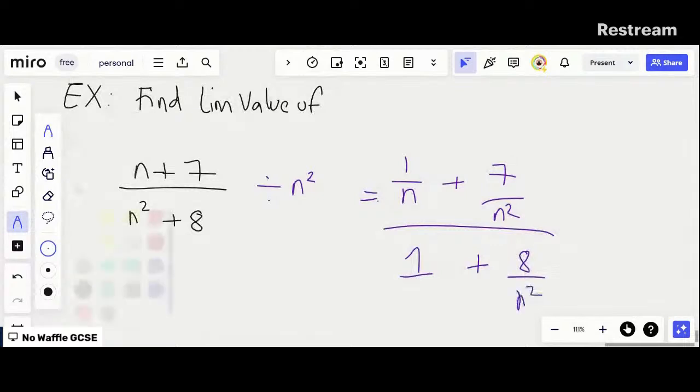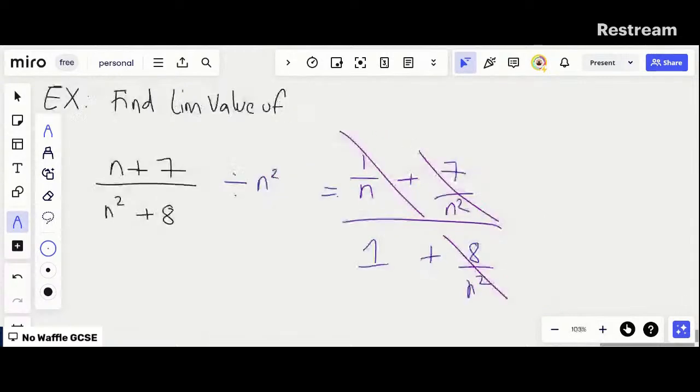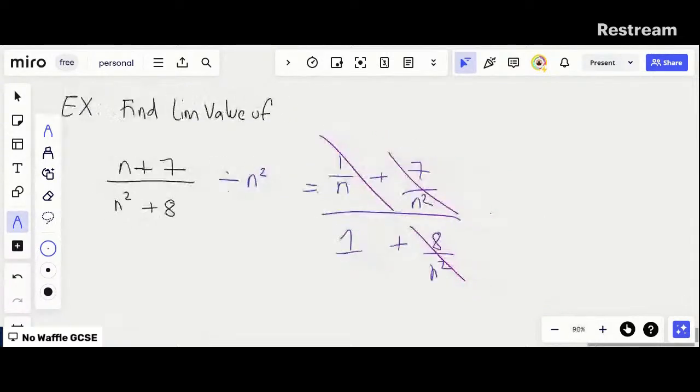And then when we have anything over the value that we've gotten, we know that as n tends to infinity, it gets bigger and bigger and bigger. So n squared tends to infinity, and 7 over n squared and 8 over n squared can effectively be ignored. On top of that, 1 over n is also going to be ignored because that's getting smaller and smaller and smaller. So what do we have? We have 0 over 1 effectively.